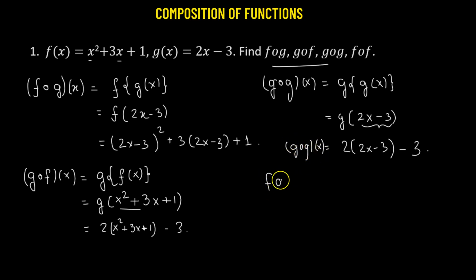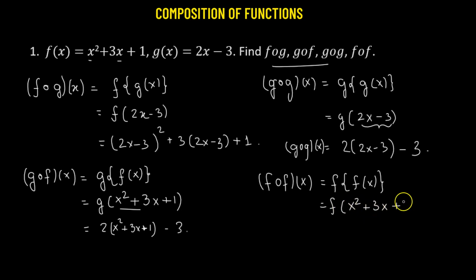And finally, we have f of f of x. f of x is given by x squared plus 3x plus 1. So we will rewrite f of x: x squared plus 3x plus 1. And instead of x, we have x squared plus 3x plus 1 in its place. So this is the value of f of f. Let's try out a few more problems.